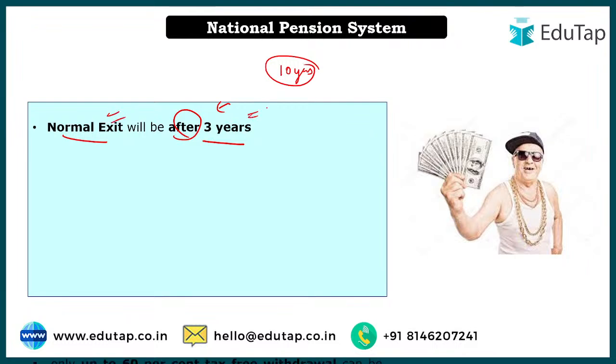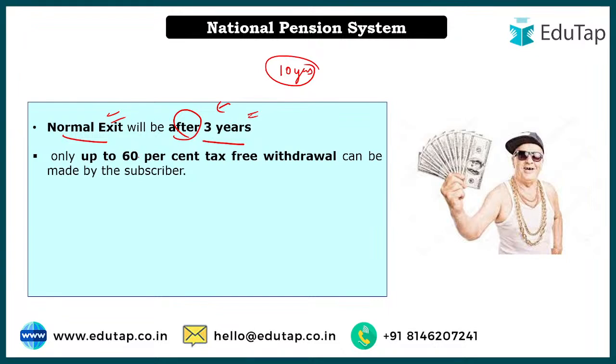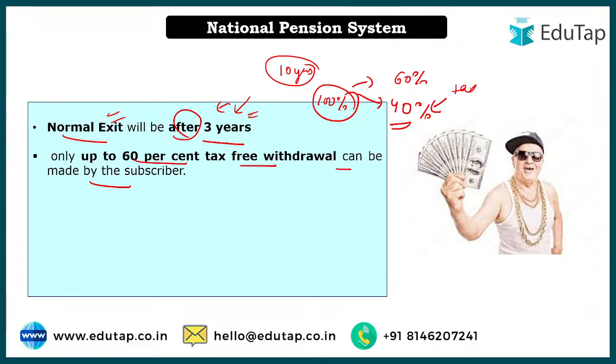They are allowed, after that, up to 60% tax free withdrawal by the subscriber. What does it mean? That after 3 years they can go for 100% of the money they have submitted, because again it's about the time period they might be having, right? So they can withdraw 100%, but then they would have to pay some tax. So 60% will be non-taxable, but for the 40% they would have to pay tax, okay?